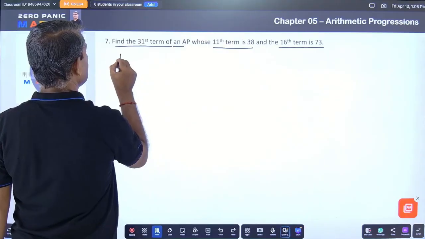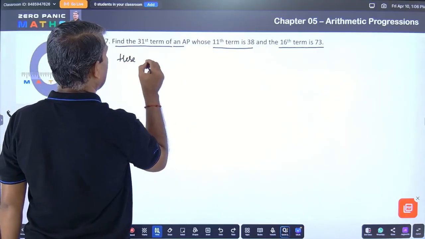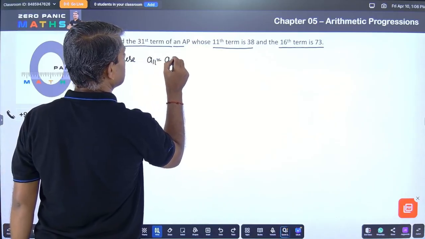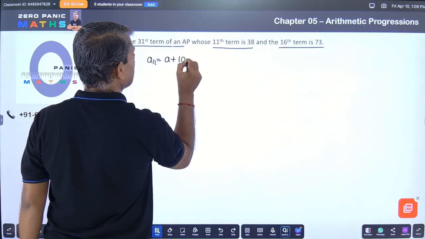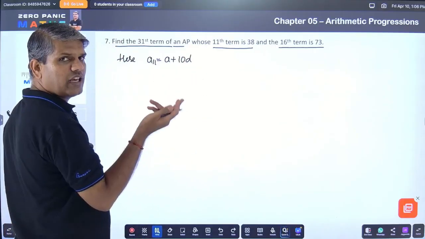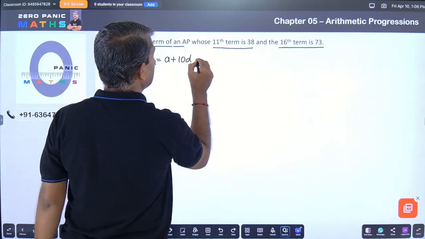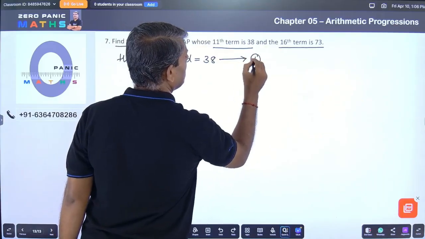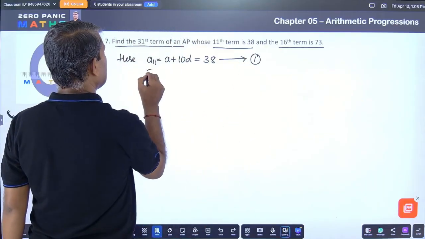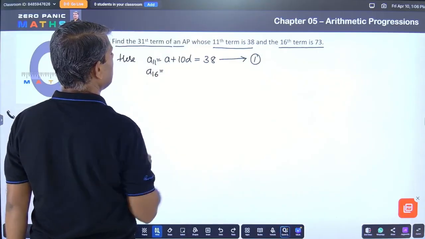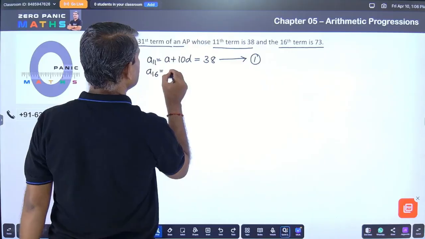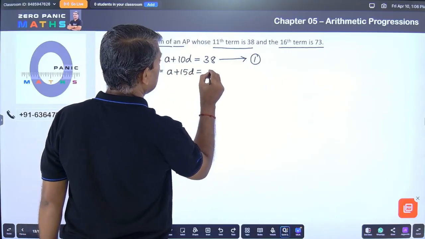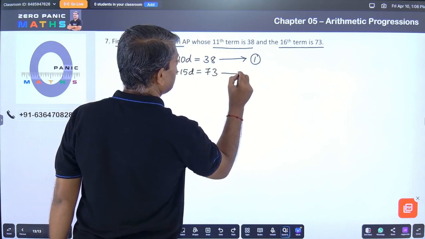Here A11 is given, and A11 is A plus (n minus 1) into D, 11 minus 1, A plus 10D, and A plus 10D is 38. So you name it as equation 1. Again, there is one more thing given, A16. A16 is A plus 15D, and which is equal to 73, right?